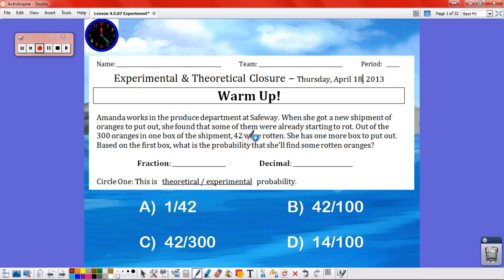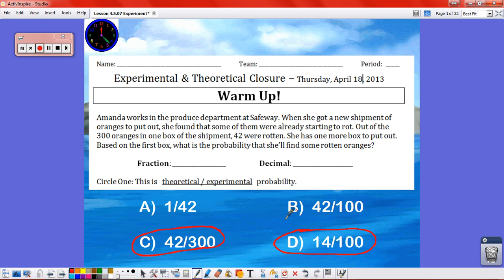So there's a fraction and a decimal blank. For the fraction, we voted on what are the possibilities: 1 out of 42, 42 out of 100, 42 out of 300, or 14 out of 100. And there were two correct answers. It's 42 out of 300 oranges, because that's what she saw in the first box. But that also simplifies. Divide by 3, and you get 14 out of 100.